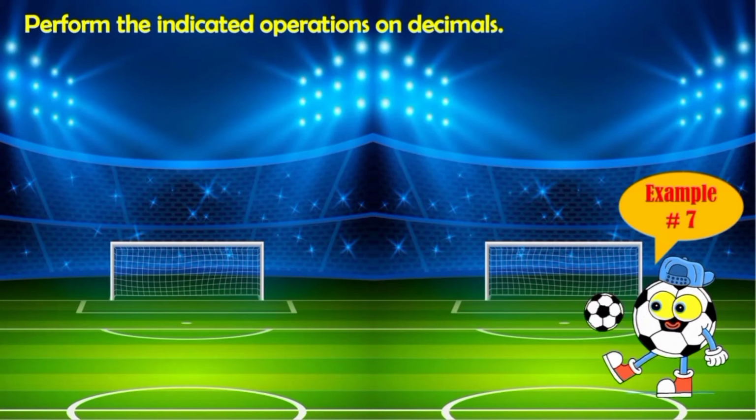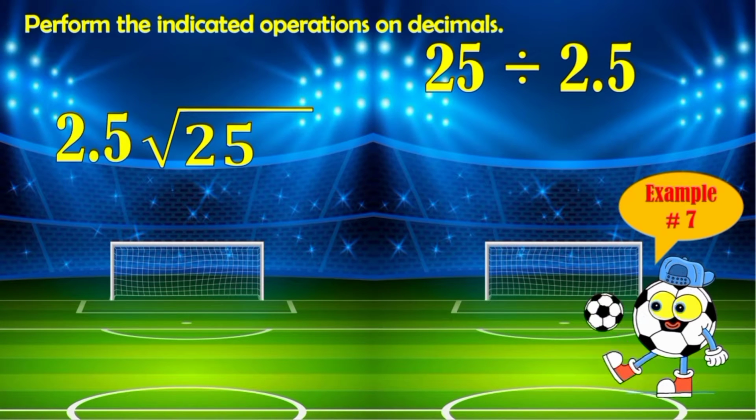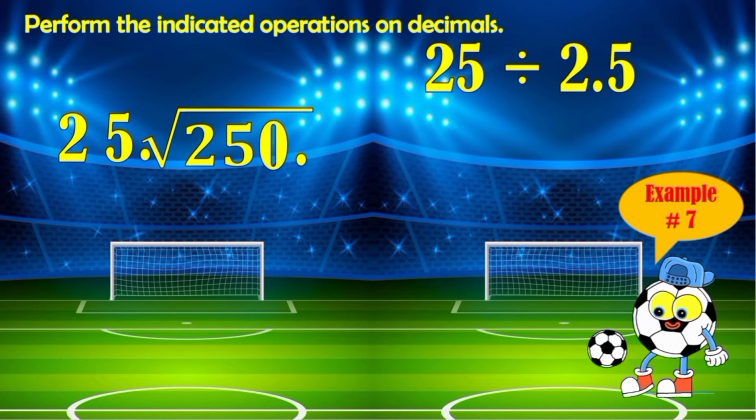For our 7th example, we have division of decimal. 25 divided by 2.5. In this given example, our divisor is a decimal number, so we have to change it into a whole number. We move the decimal point 1 time to the right. Now 2.5 will become 25. For our dividend, we also need to move the decimal point to the right. Now this will become 250.